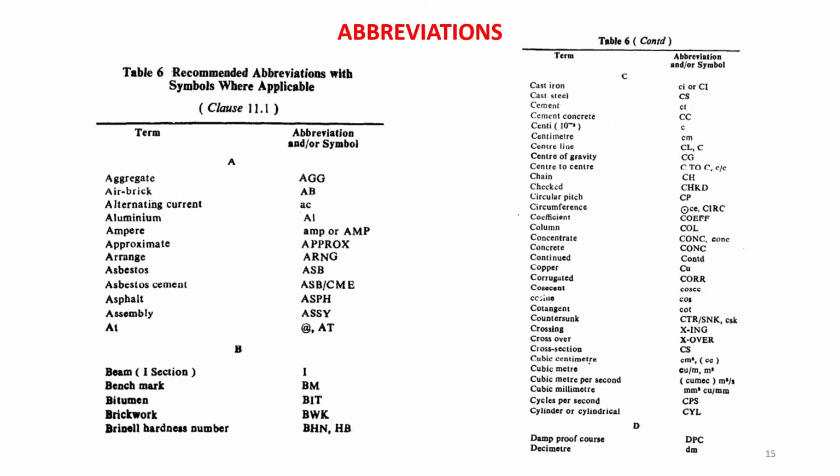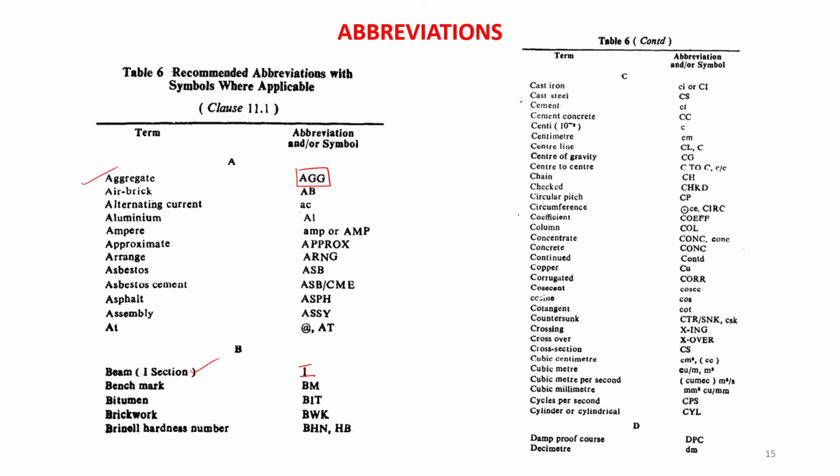So fine, we have abbreviations now. Abbreviations are the short forms of the words that can be used while drawing. So you can see for aggregate, we don't write it completely. You can write it simply as AGG. Okay. So again, there are a lot of things. See, for beam or I section, we usually write it as I. Okay, I section. So again, a lot of things are there to discuss.